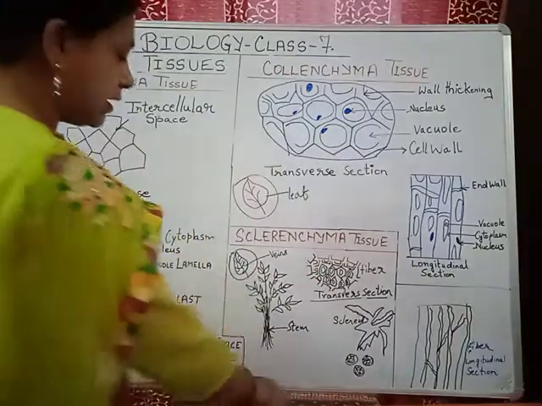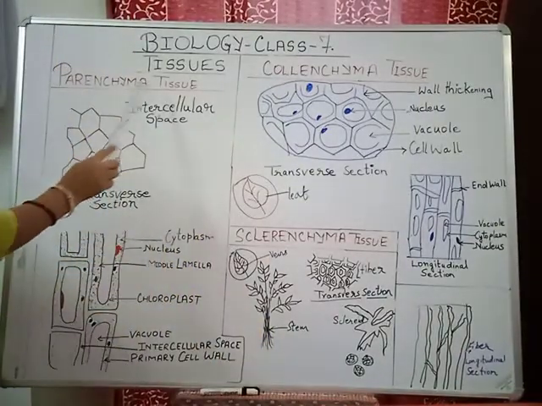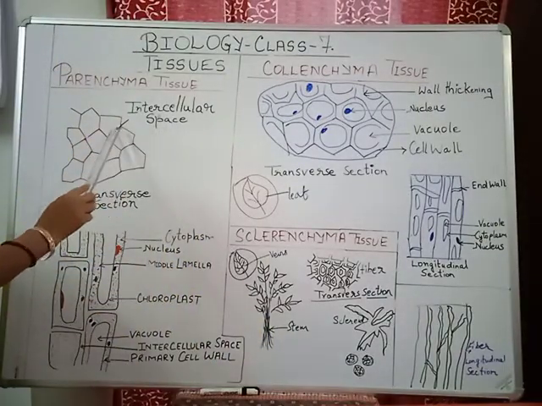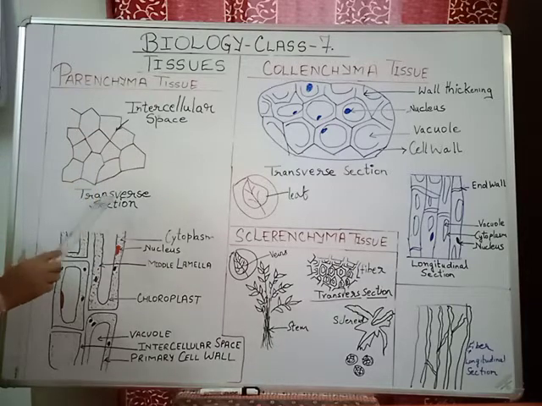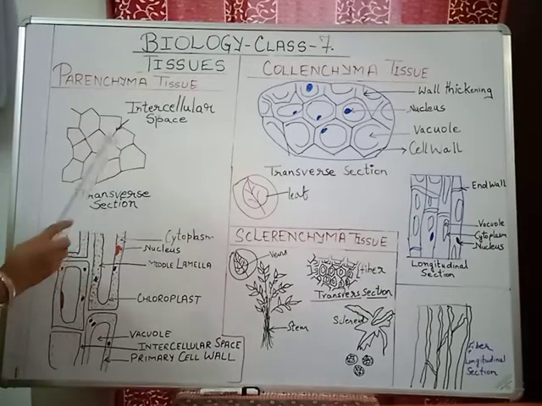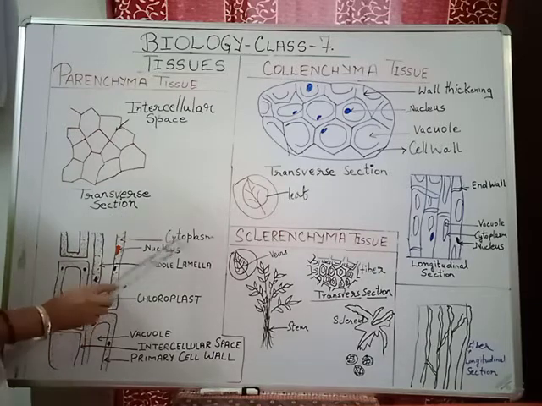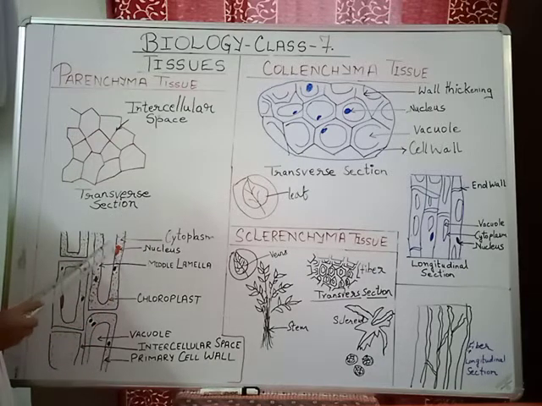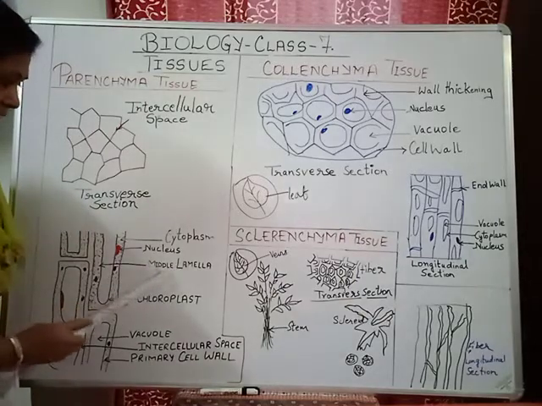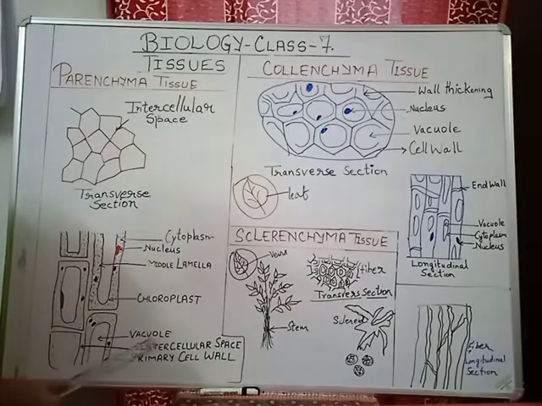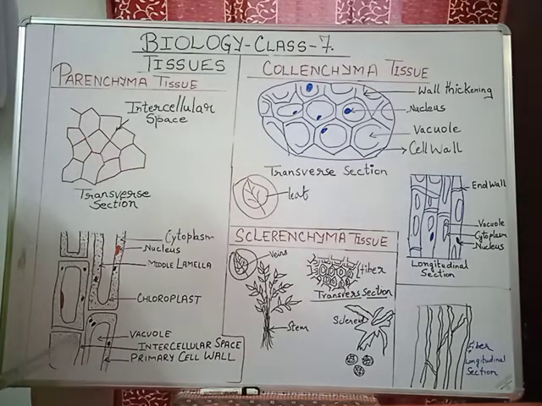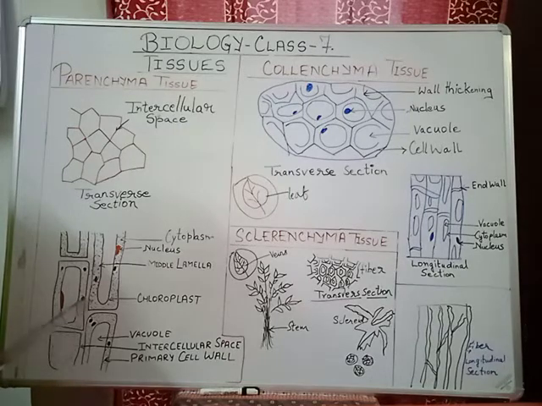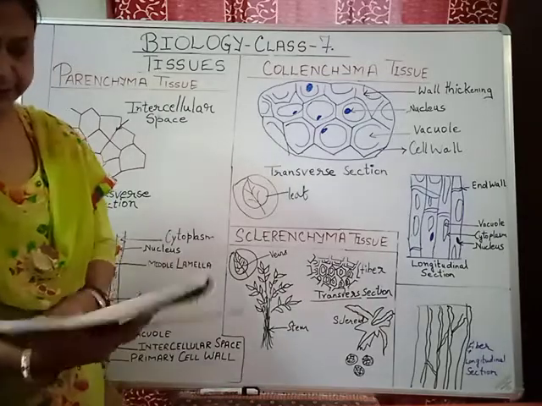Shall we look at the diagrams? See, parenchyma tissue has intercellular space in between, and this is the transverse section of a leaf. See, cytoplasm is present, nucleus is present, middle lamella, chloroplast, vacuoles, these are the vacuoles, intercellular space, children, and the primary cell wall. This is the primary cell wall. Shall we move on to the next?